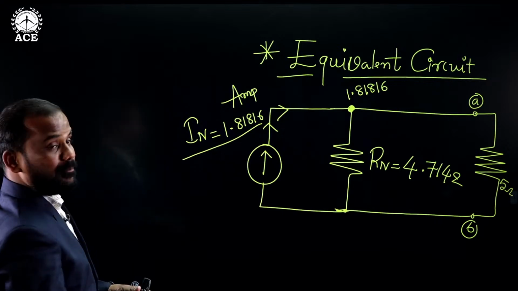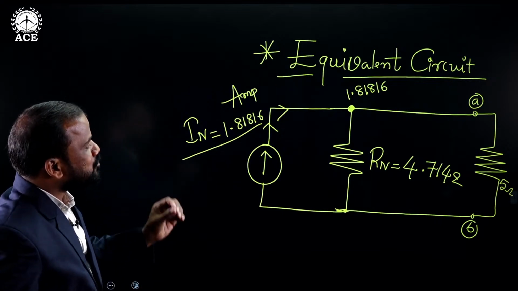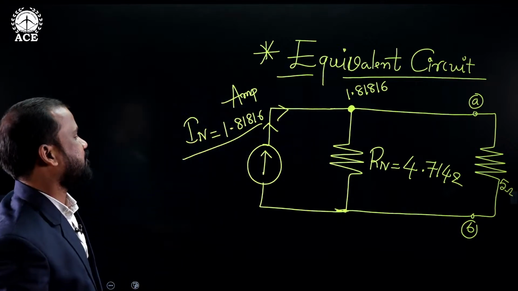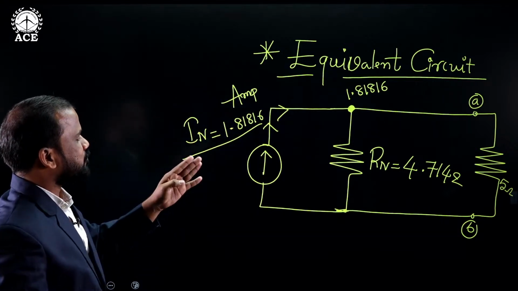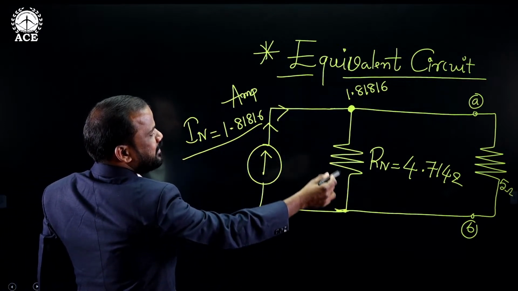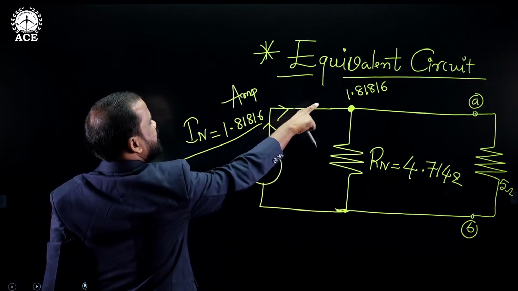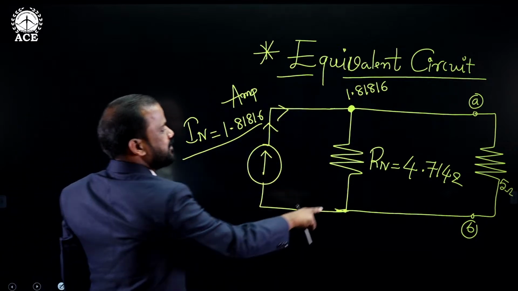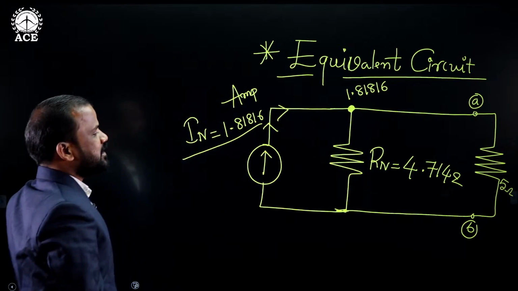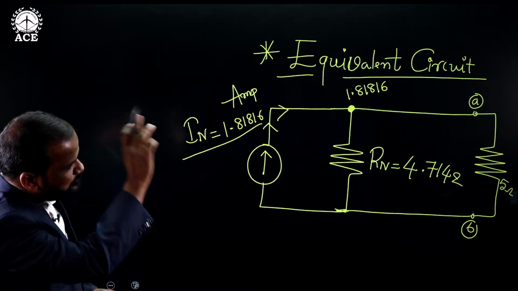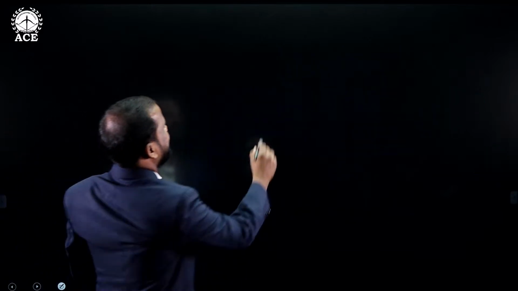Now you can directly apply the current division rule in the 5 ohm resistance, that is, in the load resistance, for finding the current flowing through the 5 ohms. Okay. Now whenever we are finding that particular current in the 5 ohms, the total current available at the junction is 1.81816. Opposite resistance, that is Norton's resistance, divided by the addition of these two resistances gives the current flowing through the 5 ohms. Now go for that.